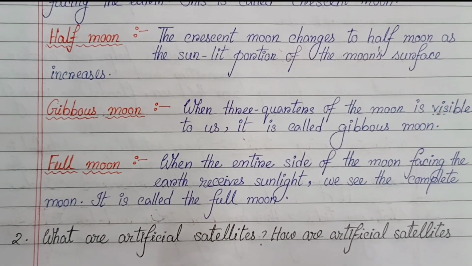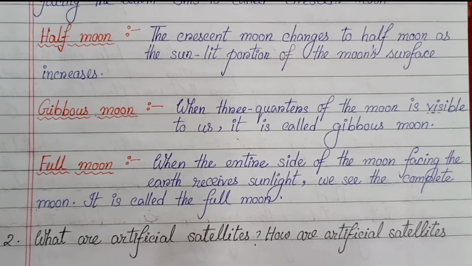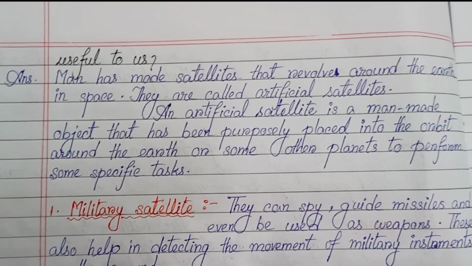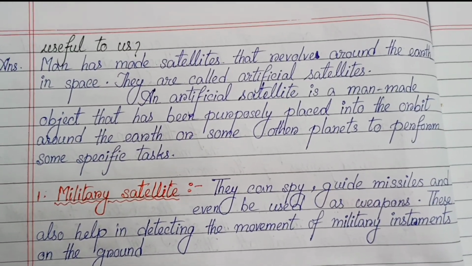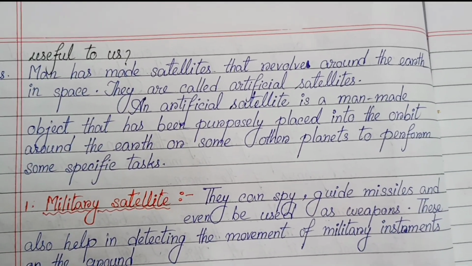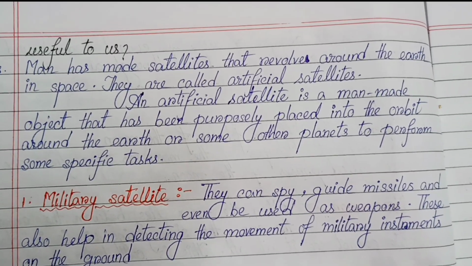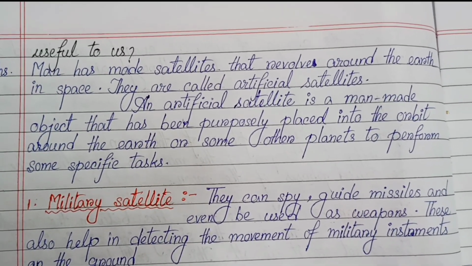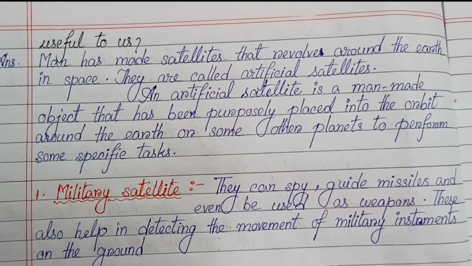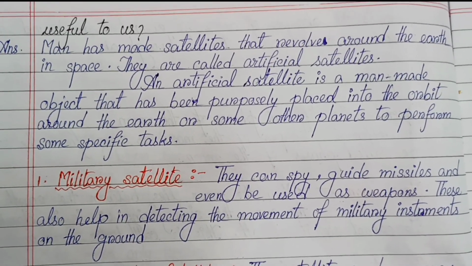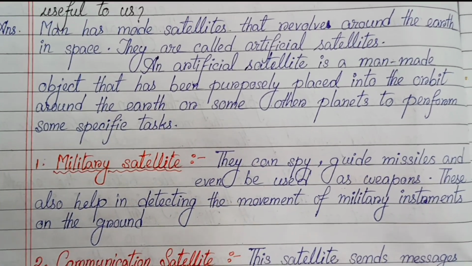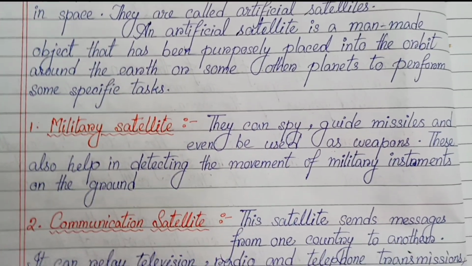Number 2, what are artificial satellites? How are artificial satellites useful to us? Man has made satellites that revolve around the earth in space. They are called artificial satellites. An artificial satellite is a man-made object that has been purposely placed into the orbit around the earth or some other planets to perform some specific task.